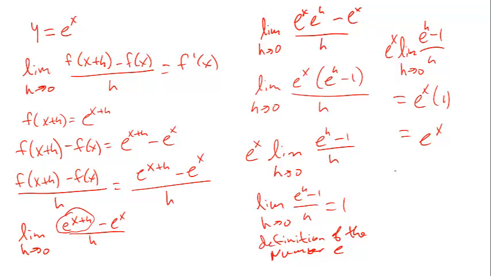Therefore, when f of x is equal to e to the x, f prime of x is equal to e to the x. So this function is a derivative of itself, which just means then that its instantaneous rate of change is always equal to its function value at that point.